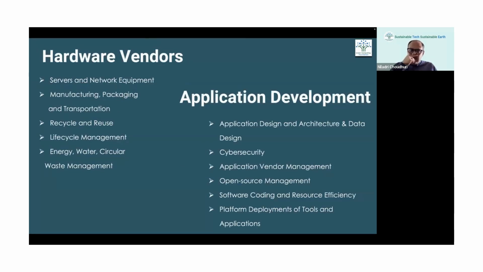For the hardware vendors, we have to look at the server and network equipment, manufacturing, packaging and transportation, recycle and reuse, lifecycle management, energy, water, circular waste management. So we have to see organizations which are more green in their manufacturing, in their transportation, in their delivery of items, the assets that we are using, and they have a policy for proper circular waste management. We have to start looking and selecting those vendors. So those KPIs have to be taken up in vendor evaluation as well as vendor performance management.